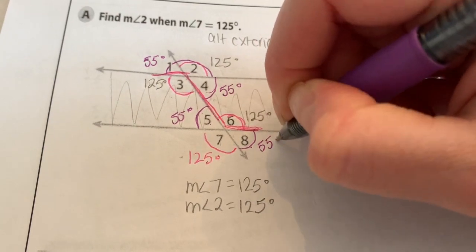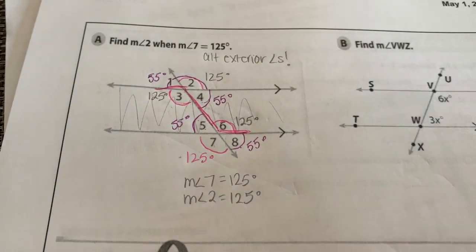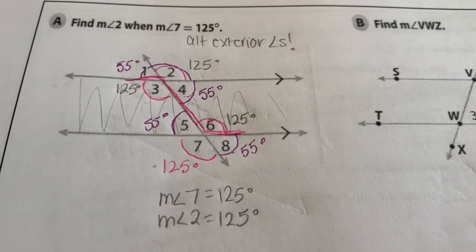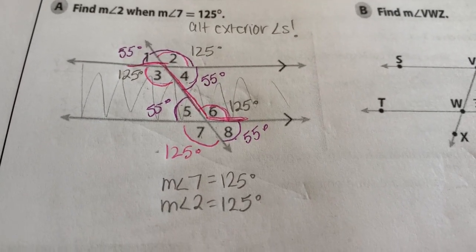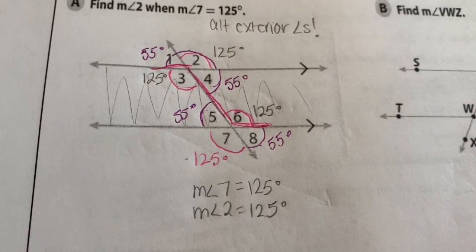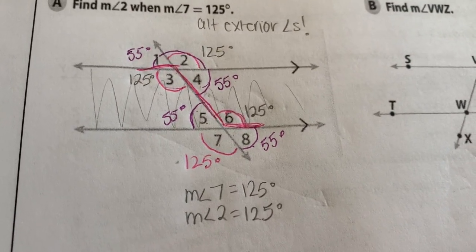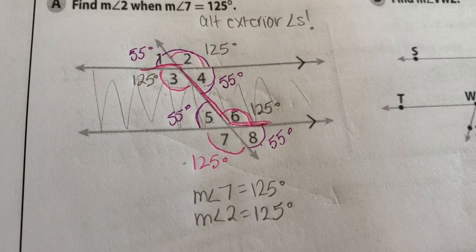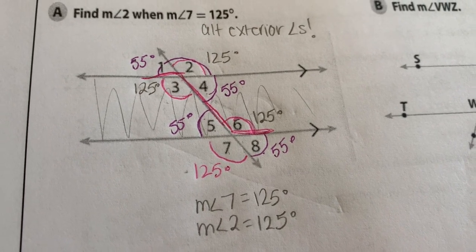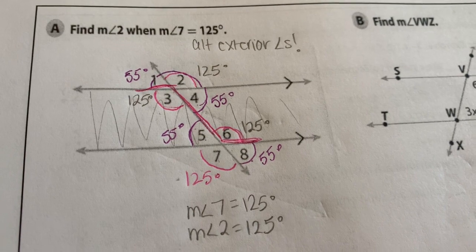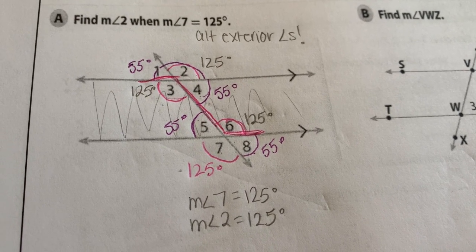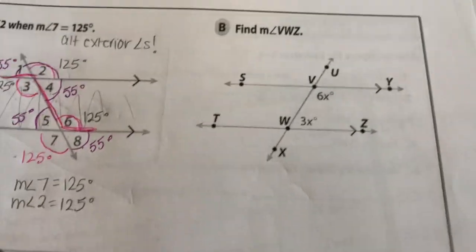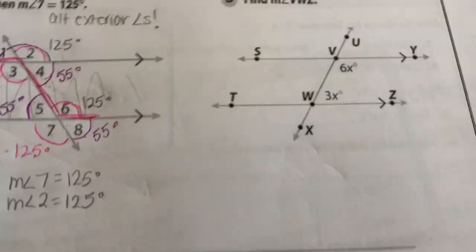Because they're all equal. So what you notice is that even though there are 8 angles there, every single angle in a diagram that has 2 parallel lines cut by a transversal has one of 2 measurements. They're all equal to either 125 or 55. And in every single one that you do, they will always have one of two measures. Isn't that cool?